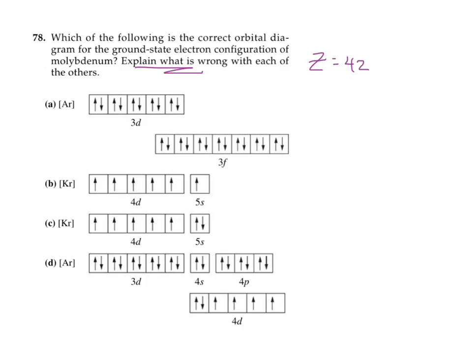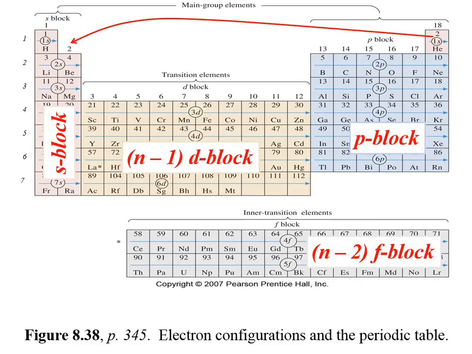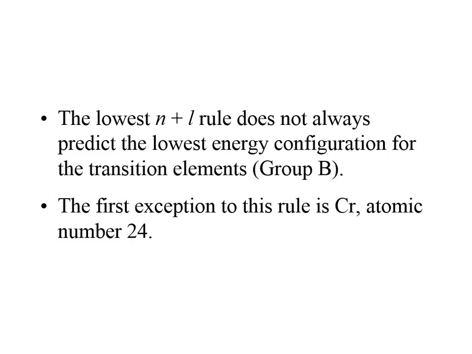78, similar. Which of the following are correct about molybdenum? You'll find on the periodic table, its atomic number is 42. So which one of these are correct about the 42 electrons? You guys can do that one. The next one. So do the first two for sure.